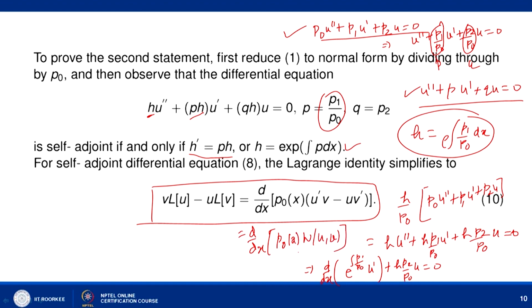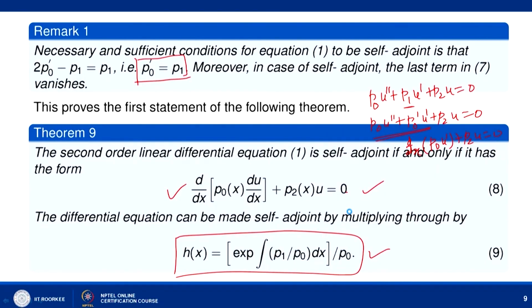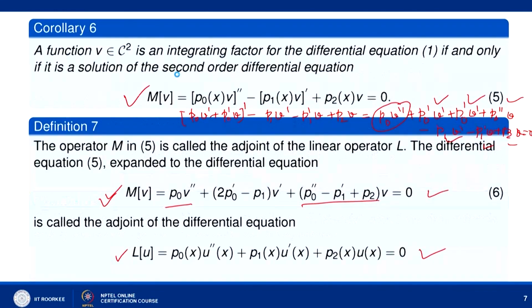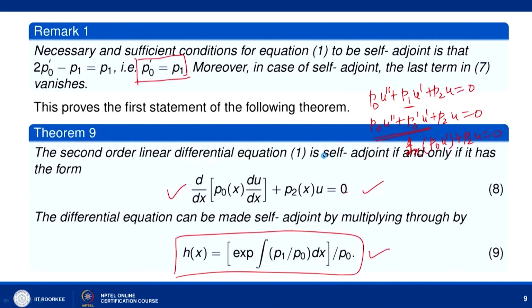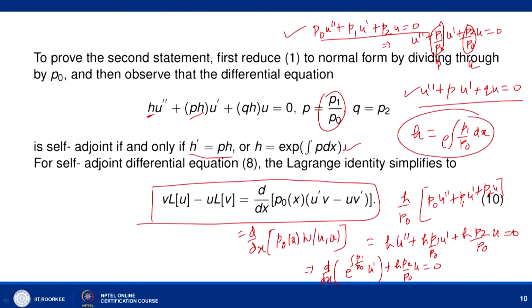So that is why, because in self adjoint form your p0' is equal to p1, and if you go to the Lagrange identity, the coefficient of uv is p0' minus p1. So in self adjoint form your p0' is equal to p1. So this will cancel out in the case of self adjoint equation forms. So what remains is d by dx of p0 (u'v minus uv'). That is what is written here, d by dx of p0(x) into Wronskian of u, v.